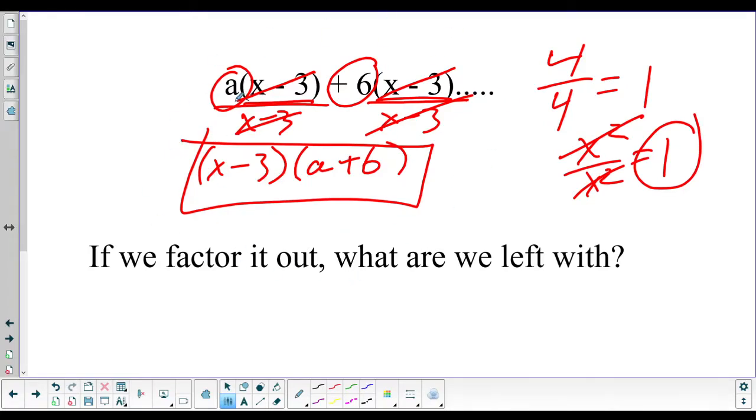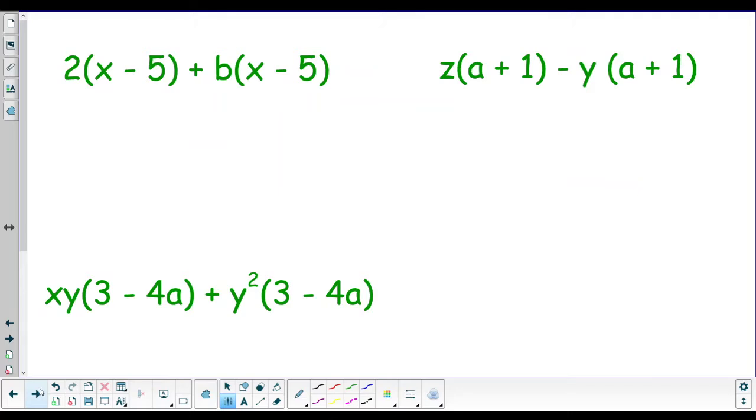This is the gist of what you're going to do. We're going to have to do one extra step to get it to look like this so that we can factor out the x minus 3, but then you're just factoring out the thing they have in common, and it's not that hard. Okay? So let's practice on these just to get the feel for the easy step, then we'll throw in the hard step.